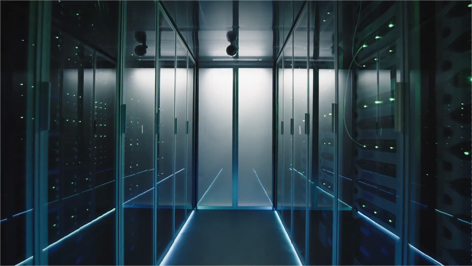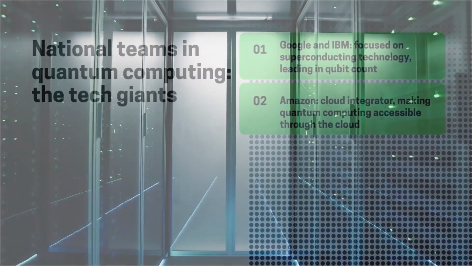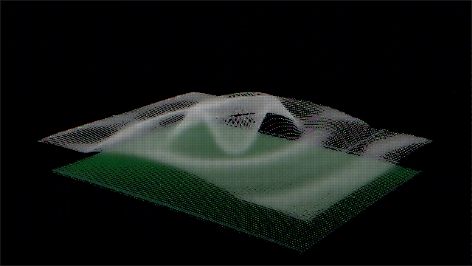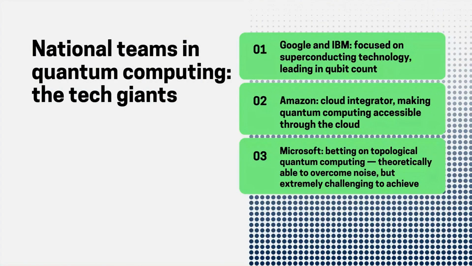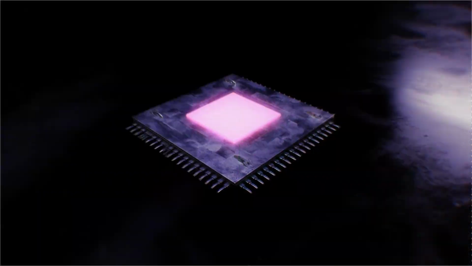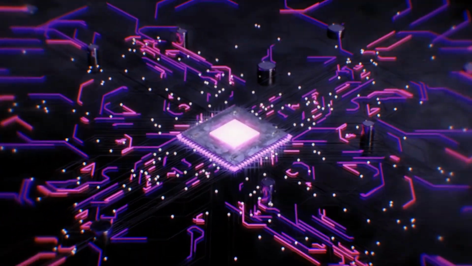It doesn't build its own hardware, but integrates other companies' quantum computers onto its cloud platform, letting people use them as easily as ordering takeout. Microsoft's path is the most unique. It's betting on topological quantum computing. This technology is theoretically capable of solving the problem of qubit fragility from the ground up, but the difficulty is extremely high, and it's still in the research phase. Honeywell, now part of Quantinuum, is known for its ion trap quantum computing technology, which is characterized by its high precision and good connectivity.